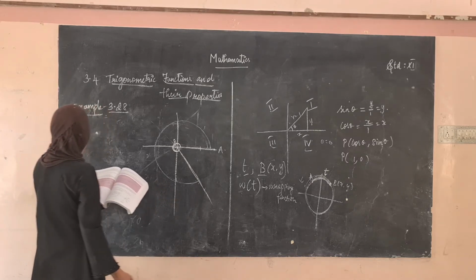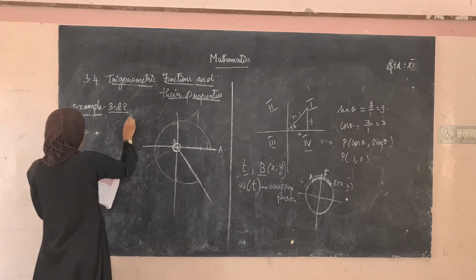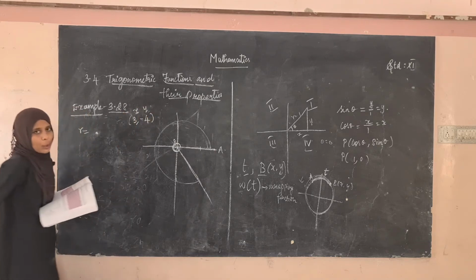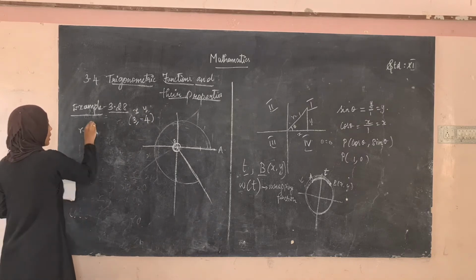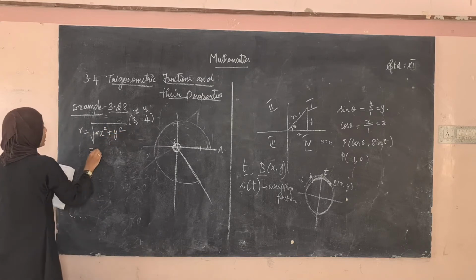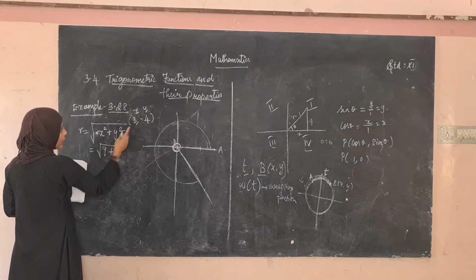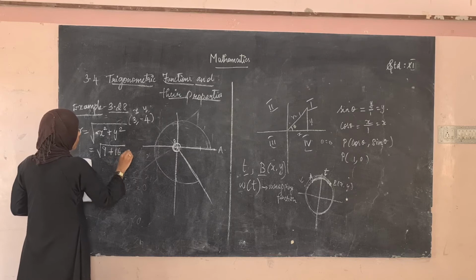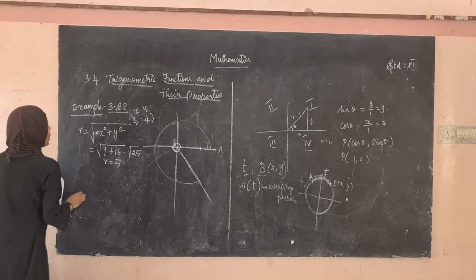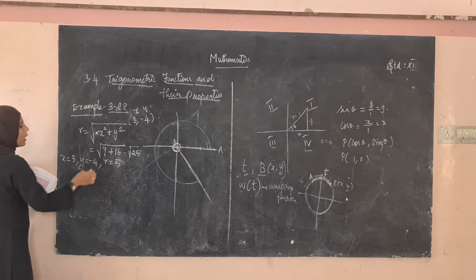So first we have to find r. Here the given point is (3, -4). We can take this as x and this as y. The value of r can be found using the square root of x square plus y square. This is equal to the square root of 3 square, which is 9, plus -4 the whole square, which is 16, which is equal to the square root of 25. Then what's the value of r? r is equal to 5. So we got x is equal to 3, y is equal to -4, r is equal to 5.